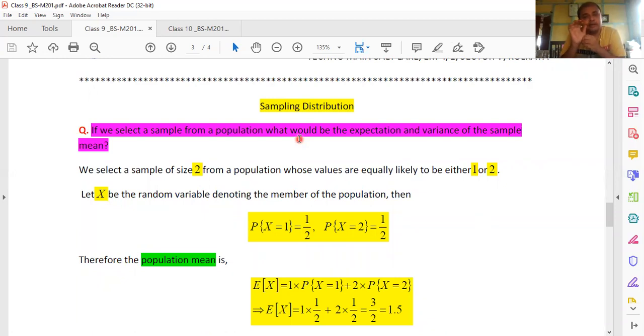Suppose we have a sample whose mother variable is capital X. Then the sample mean will be represented by X bar. Carefully observe: the sample mean of X, this mother variable, is X bar, and the variance of X is, say, sigma squared.